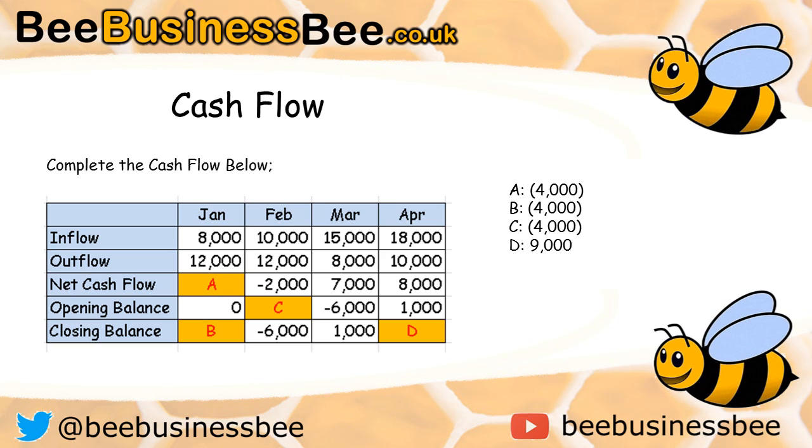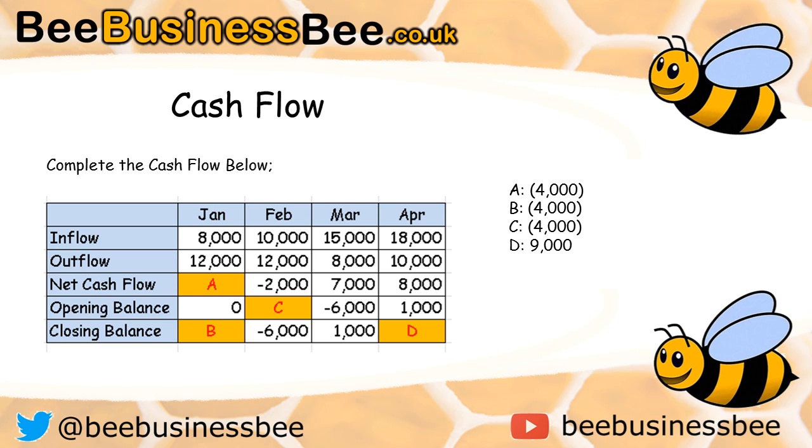This is in brackets. Brackets symbolise the number is a negative. You could put a minus in front or you could use brackets. It's open to your choice. Letter C, the opening balance. Well, if you finish January the 31st with minus 4,000 in your bank account, you're going to open on February the 1st with minus 4,000 in your bank account. Notice the pattern. The closing balance from the last month becomes the opening balance of the next month.